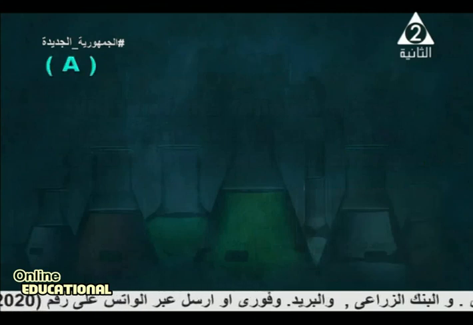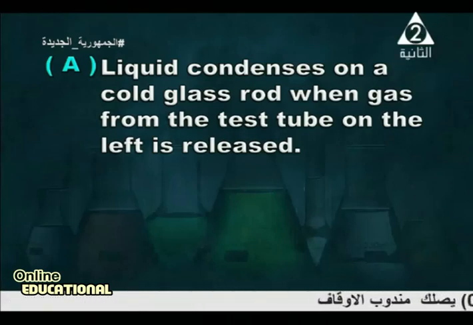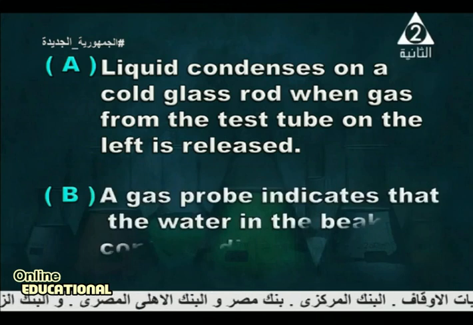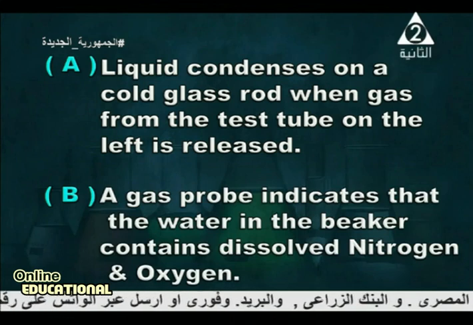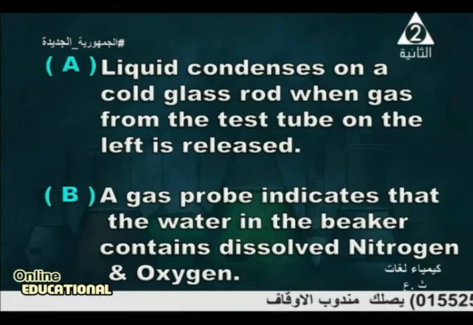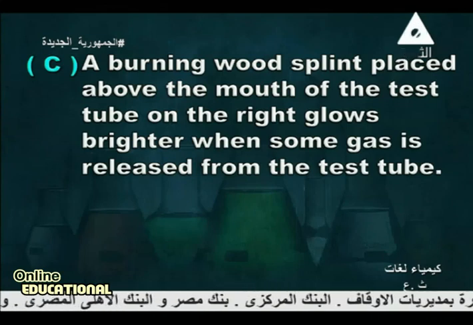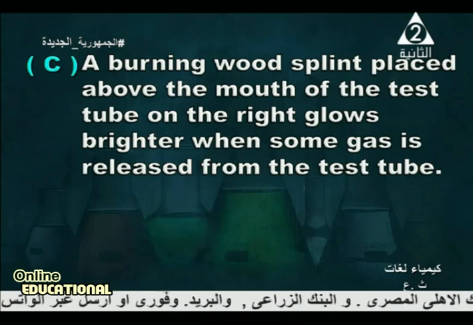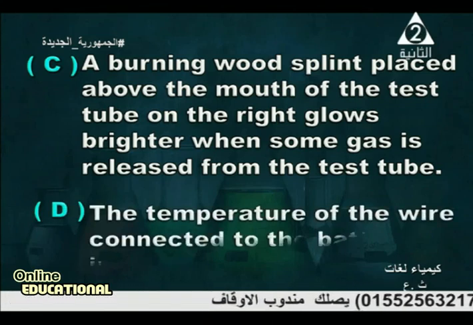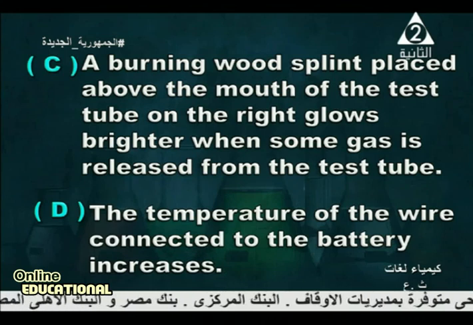You must know, number A, liquid condenses on a cold glass rod when a gas from the test tube on the left is released, or number B, a gas probe indicates that the water in the beaker contains dissolved nitrogen and oxygen, or number C, a burning wood splint placed above the mouth of the test tube on the right glows brighter when some gas is released from the test tube, or the last one, the temperature of the wire connected to the battery increases. The gases for the two test tubes.